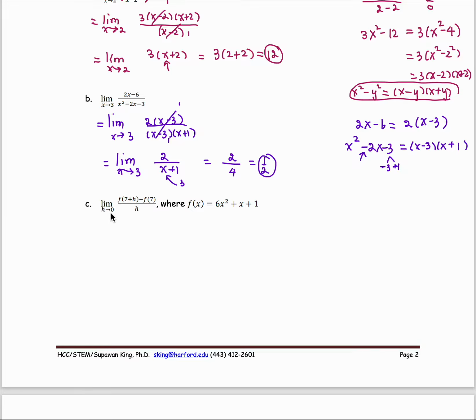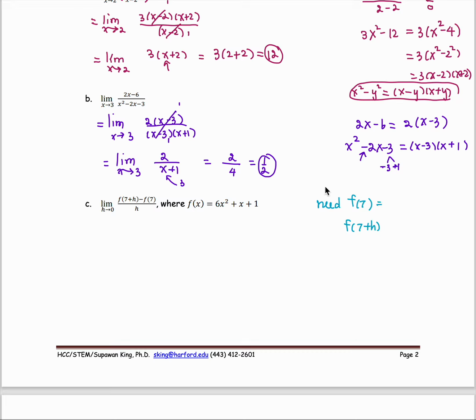So this is the limit of the expression, the function of 7 plus h minus the function at 7. That means we're gonna need, I'm gonna make a note here. So we're gonna need the function value at 7 and the function value at 7 plus h. Alright, let's take care of the easy one.